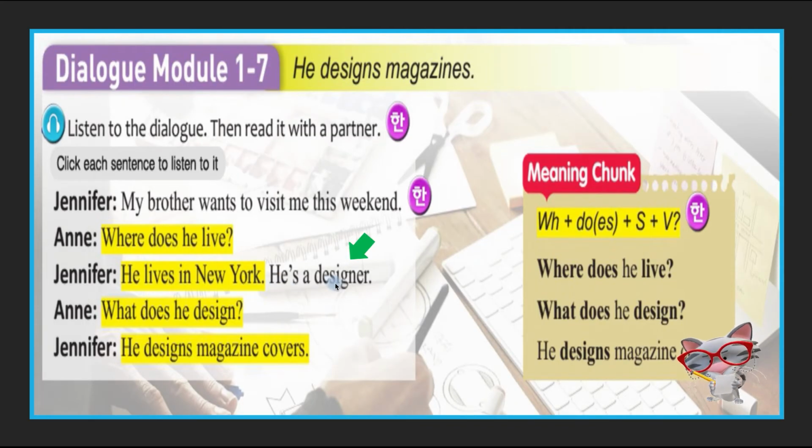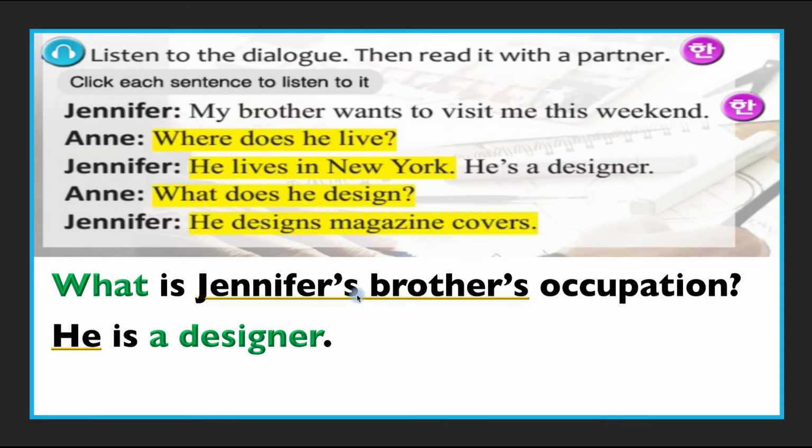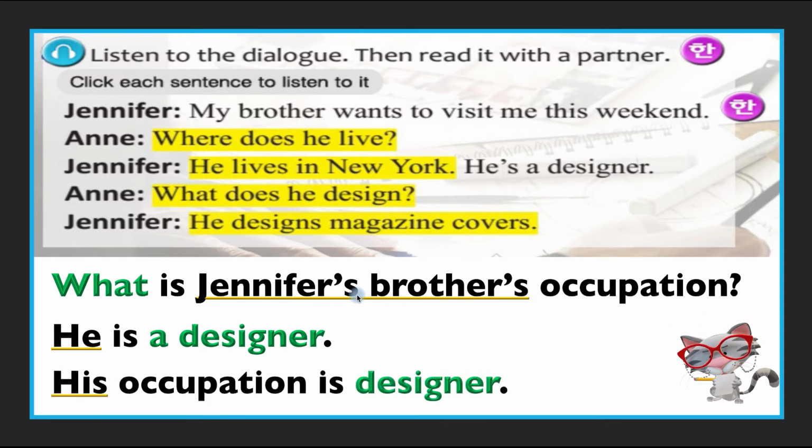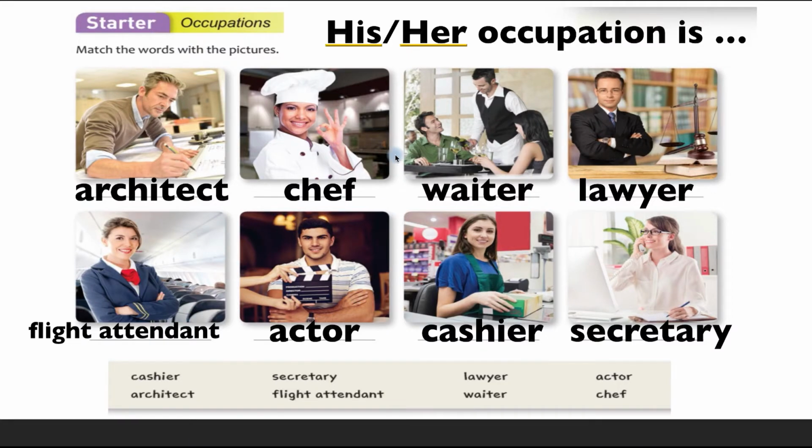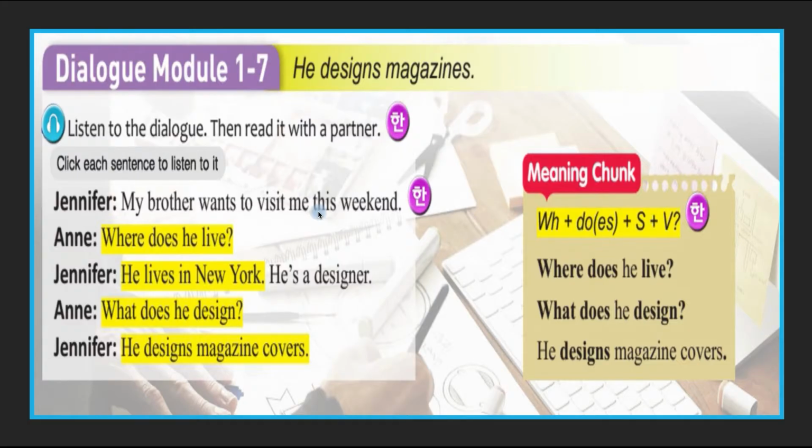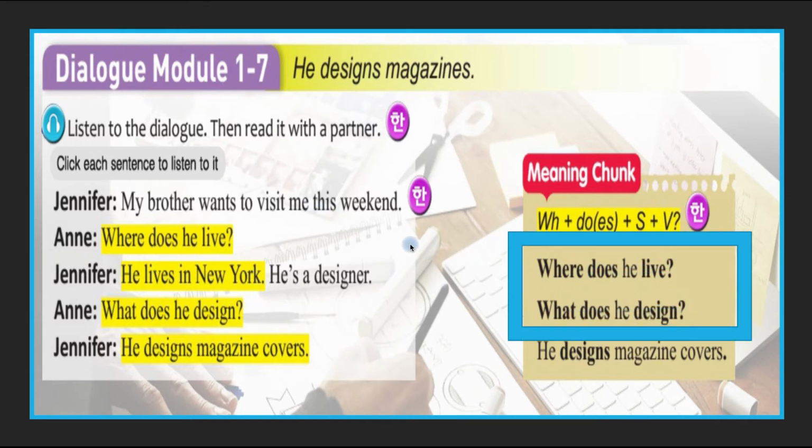So just to point out, he's a designer. It's talking about Jennifer's brother, and that's his occupation. Right? So Jennifer's brother's occupation is designer. Even though she wasn't asked the question, she still gave the answer. So as you say, you can ask what his or her occupation is. Right? So his occupation is architect, or her occupation is chef, and so on. Talk about occupations.